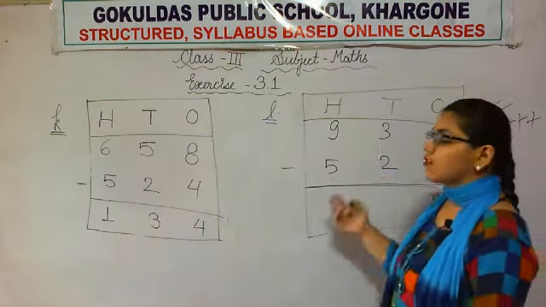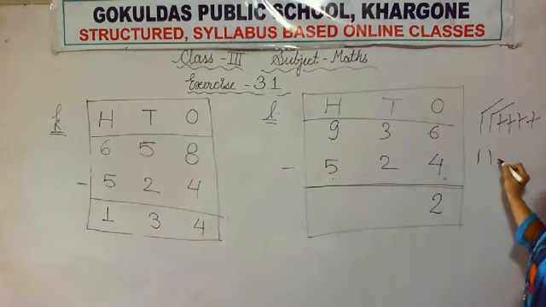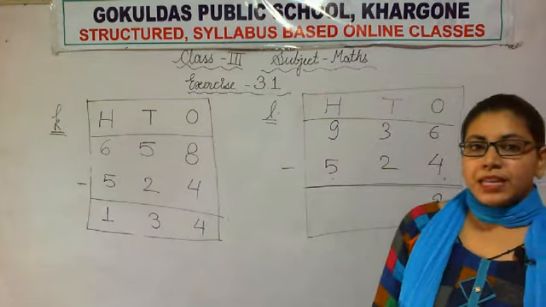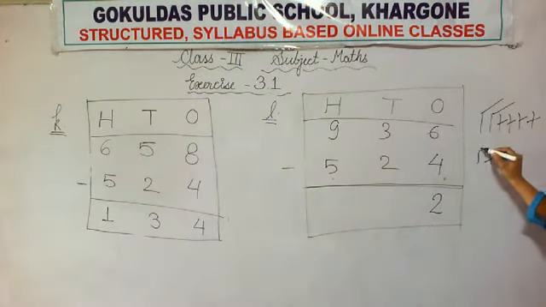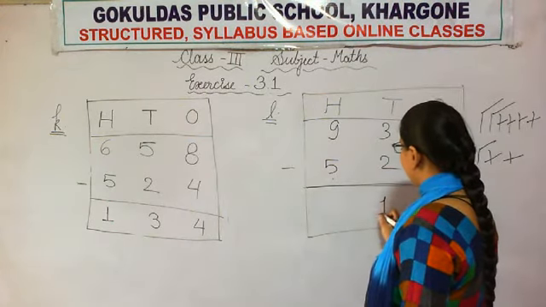Now, it's time for the tens column. 3 minus 2. We will draw 3 sticks and cancel out 2 sticks. Now, we will count the remaining sticks. Only one stick is left, so we will write the number 1.